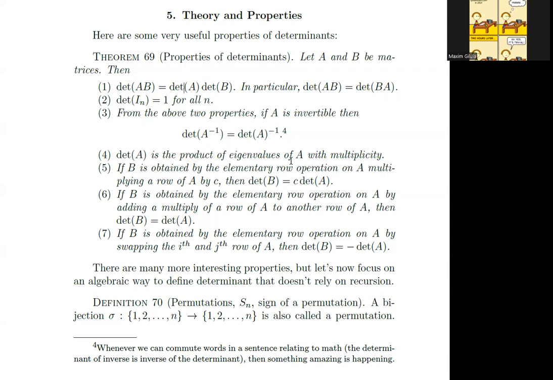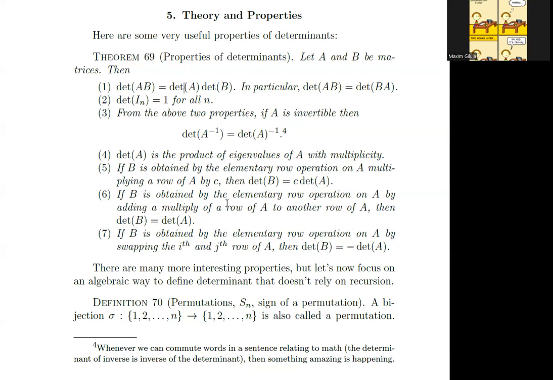The determinant is the product of eigenvalues of A, counted with multiplicity. Now, the last three properties have to do with elementary row operations. If B is obtained by the elementary row operation, multiplying a row of A by C, then determinant of B is C times determinant A. So if one of the rows or columns of B is multiplied by C, it changes the determinant by C.